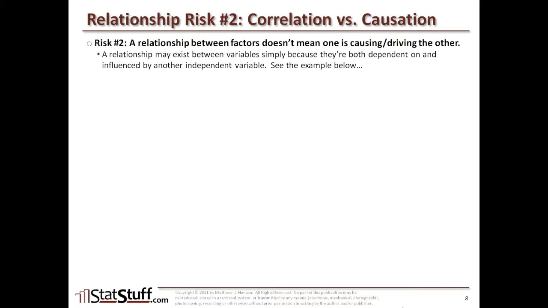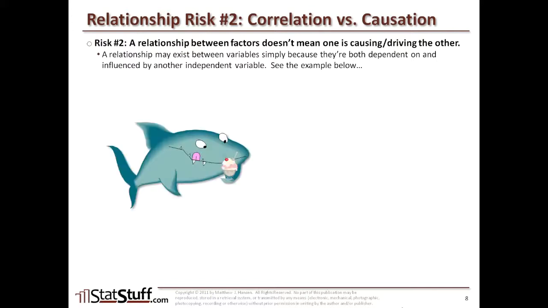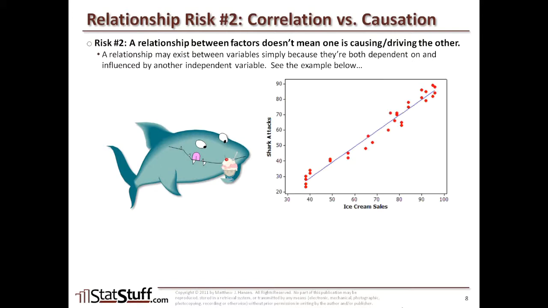So a relationship may exist between variables simply because they're both dependent on, or influenced by, some other independent variable. Let's look at this example. Let's say you've got sharks and ice cream. We could plot a chart that shows shark attacks versus ice cream sales. If we didn't know any better, it looks like there's a positive relationship here, where as shark attacks increase, ice cream sales are also increasing at about the same rate.